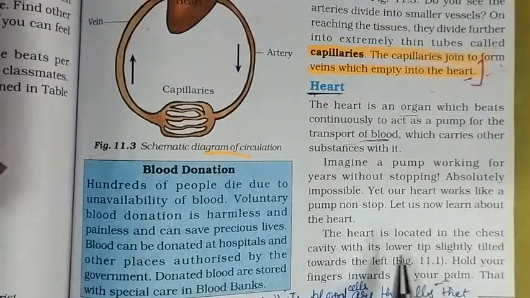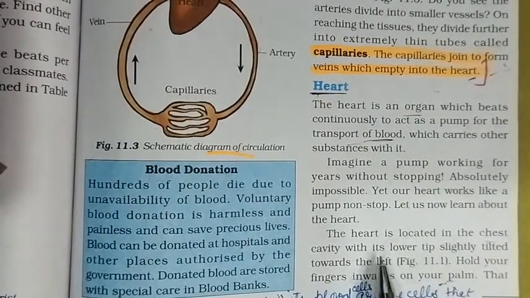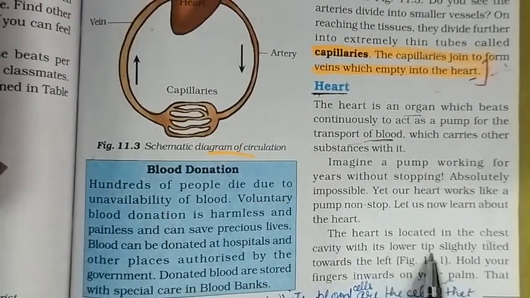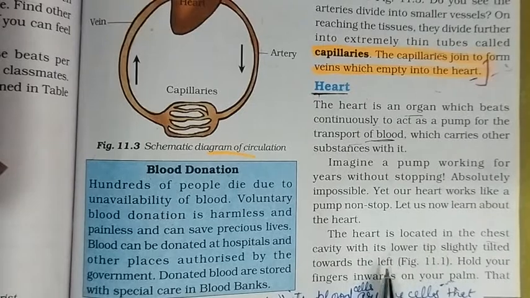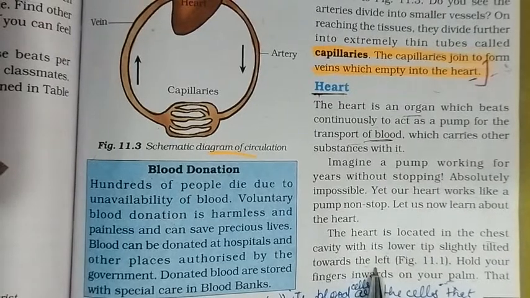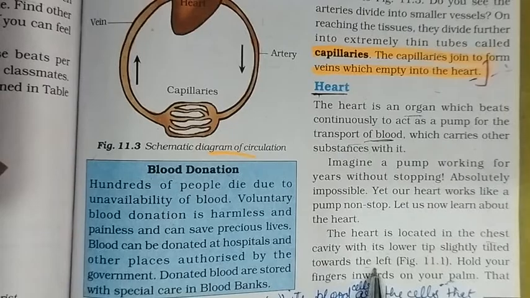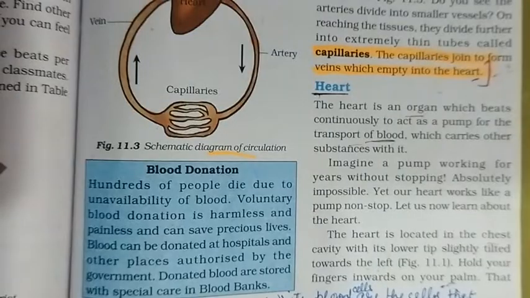Where is it located? It is located in the chest cavity with its lower tip slightly tilted towards the left, and its size is equal to the size of your fist. Your heart size is equal to the size of your fist. Now we discuss in detail the structure of the heart.